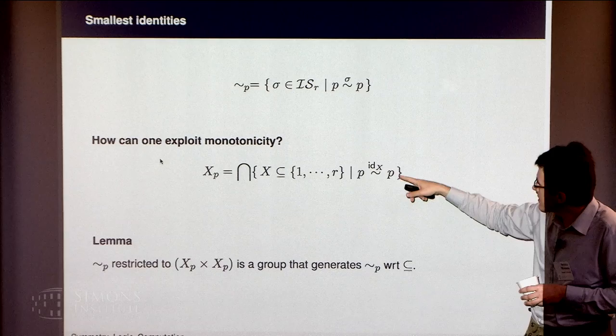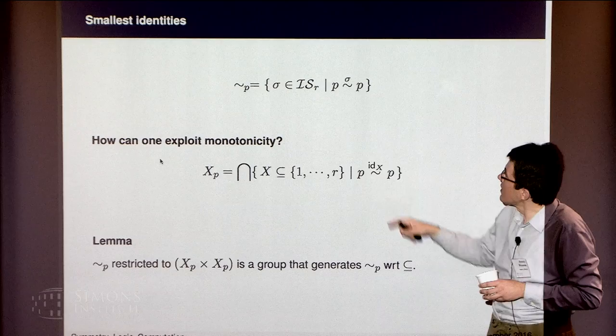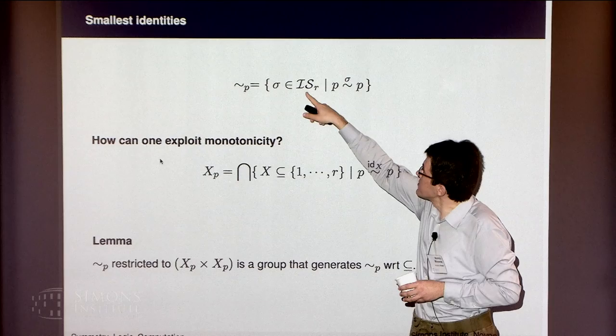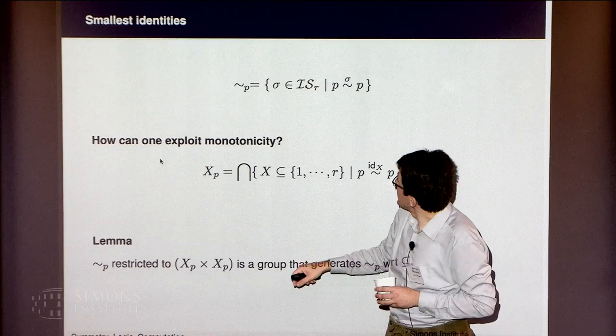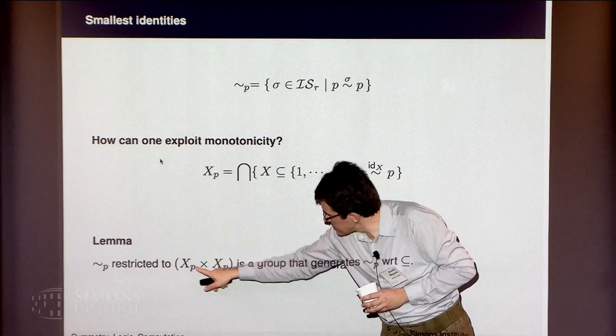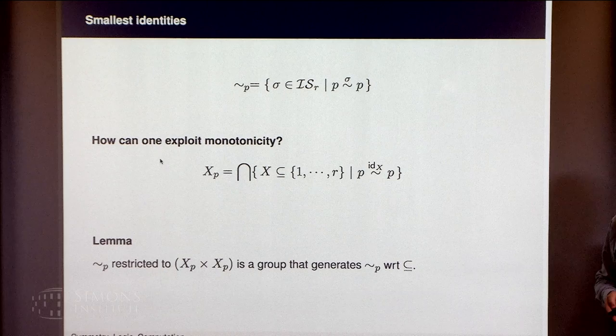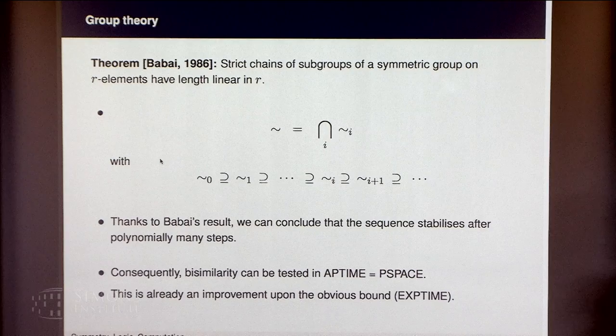Thanks to investigations about these partial symmetries, we managed to identify a group that underpins this set, even though this is a set of partial permutations. If we cut down this set by similarity to pairs living in this set, then we get a group, and then we can try to use results from group theory to investigate this process. So this is the first result that turns out useful.